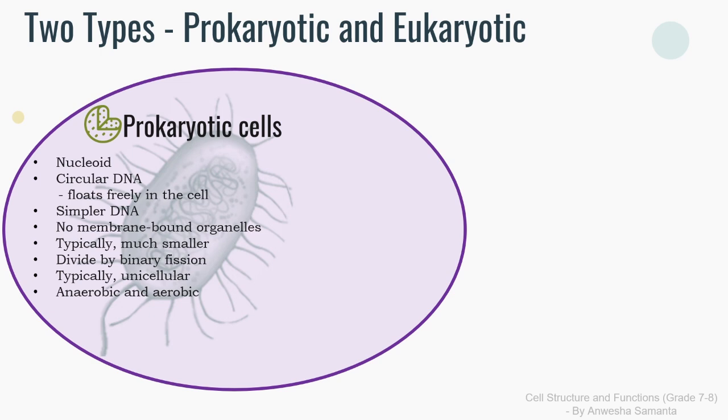The prokaryotic cells do not have any membrane-bound cell organelles. They are typically much smaller. They divide by binary fission. They are typically unicellular and they can be anaerobic or aerobic.